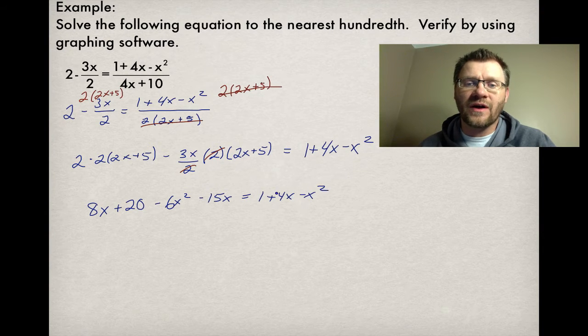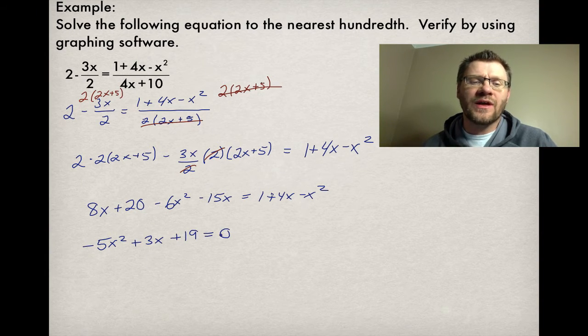So we've gotten rid of our fractions again, which is a really good thing because it would be very difficult to solve this equation otherwise. And now we just need to move everything to the one side, so we'll say the left-hand side, and we will make it equal to 0. So in doing so, we get negative 6x squared, and then this negative x squared, when we move it over, becomes positive, so that's negative 5x squared. We have 8x minus 15x, which is negative 7x, plus 4x is 3x. And then we have 20 minus 1, which is 19.